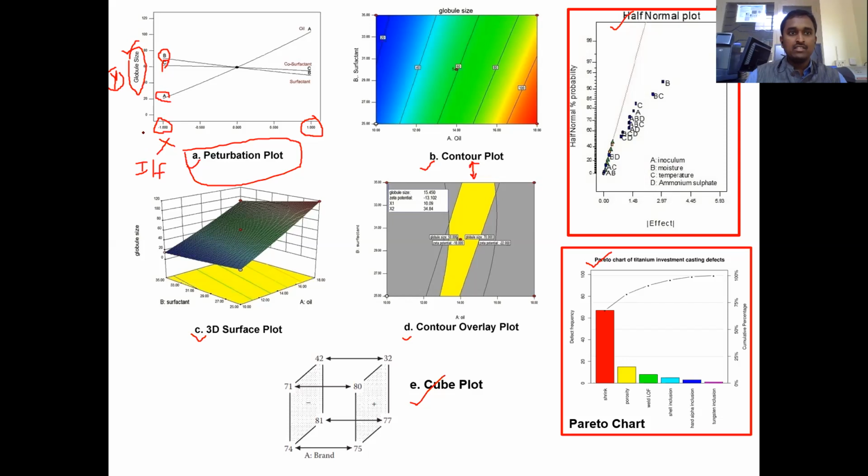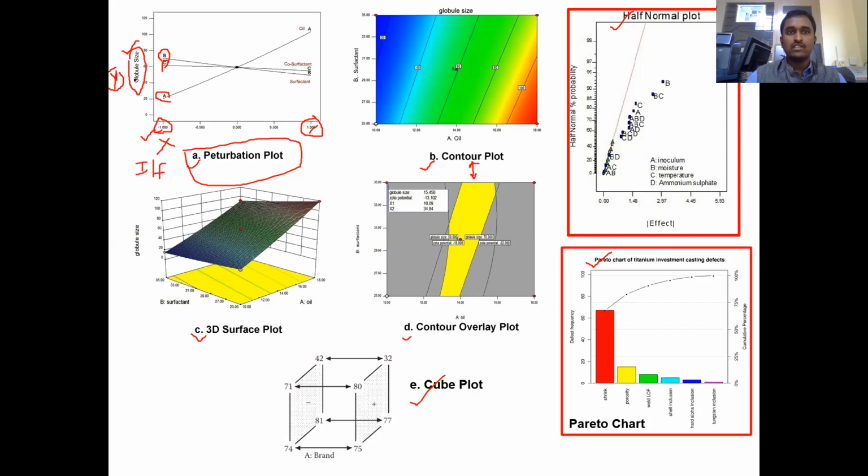So A, B, C we are coding here as -1 to +1. Maybe A is like 4 to 6 and B is like 5 to 10, so there are the minus and plus levels. From least to highest, when you are increasing the concentration of these factors, what is their influence on the globule size? We'll take the example here itself.